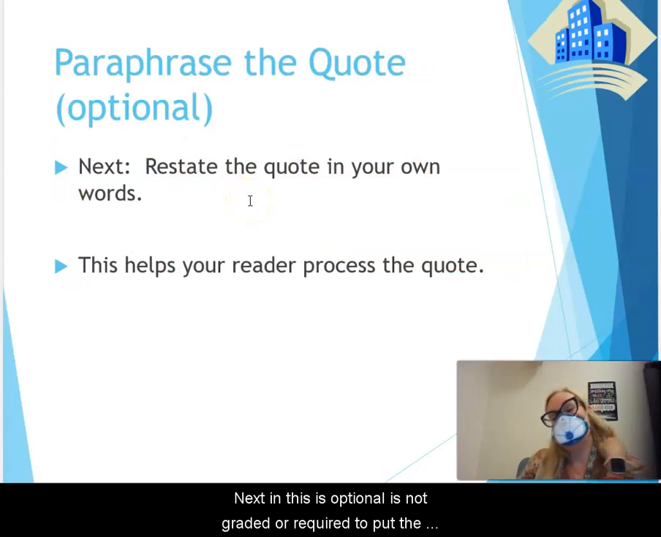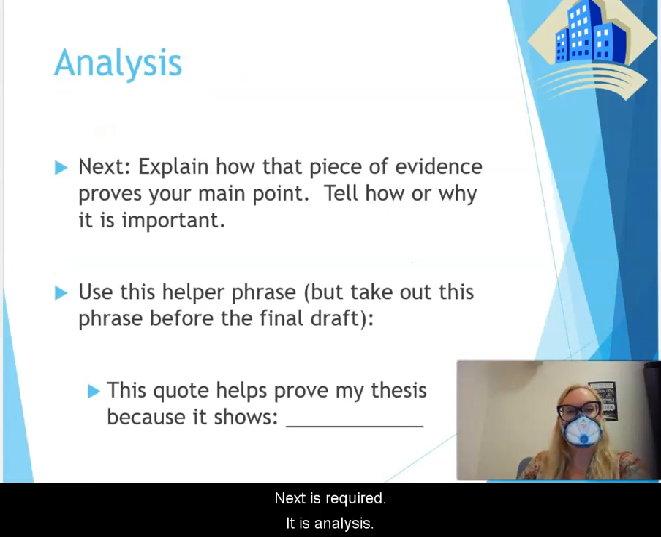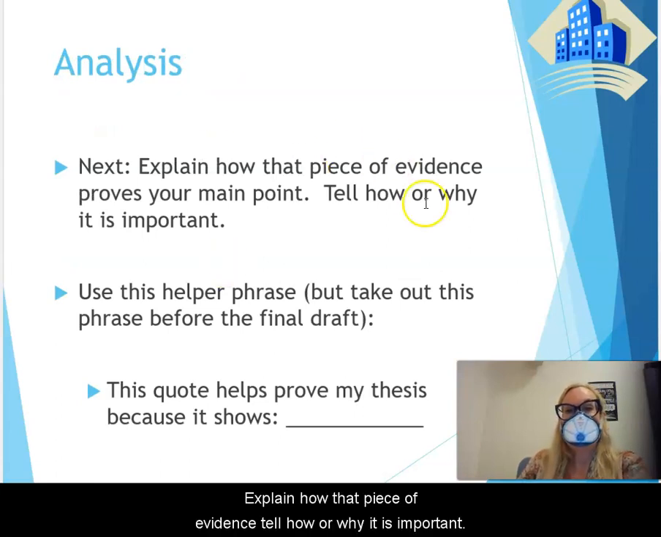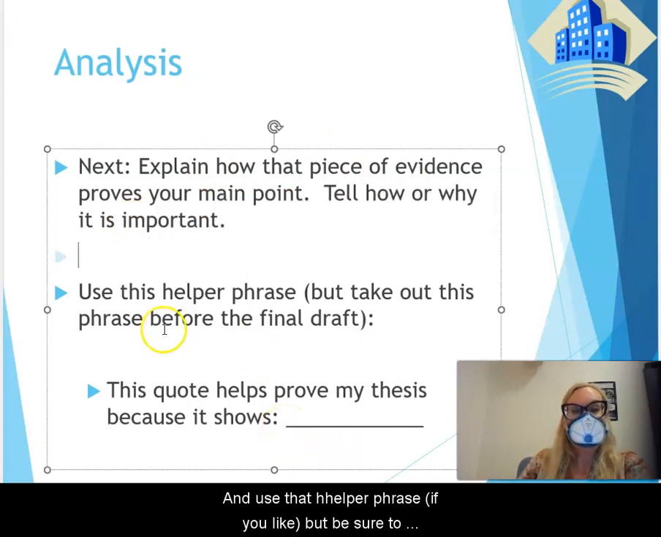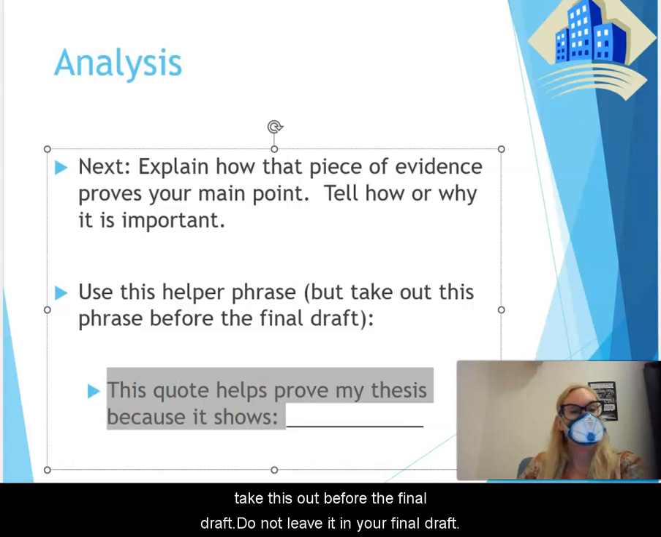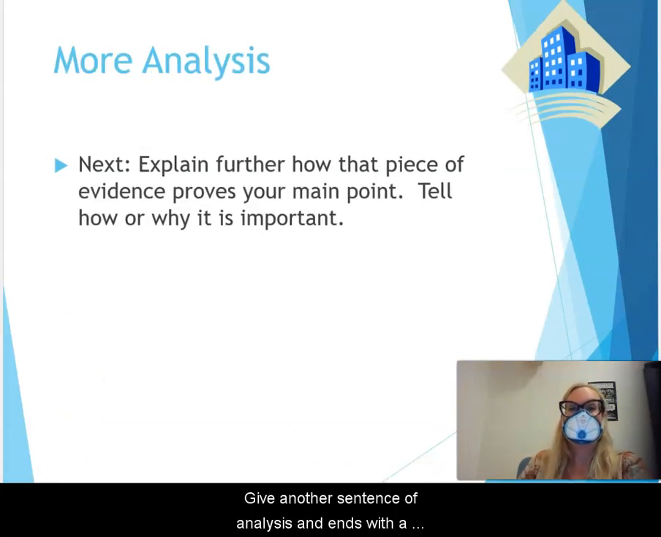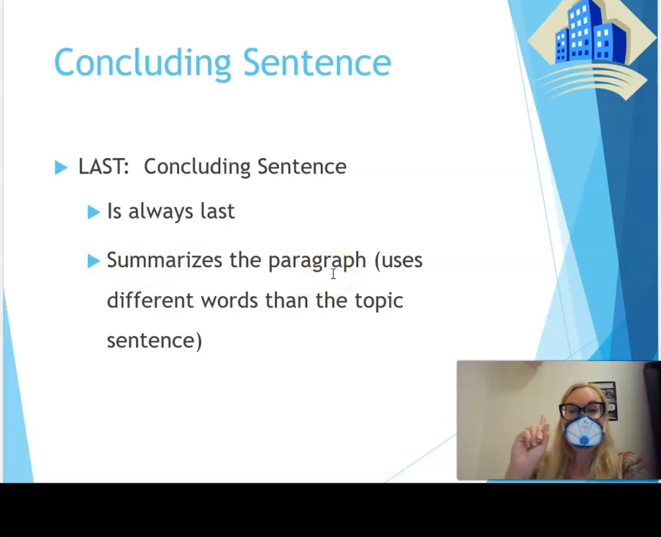Next, and this is optional, this is not graded or required, you can restate the quote in your own words. Again, it gives your reader time to process the quote. Next is required, it's analysis. Explain how that piece of evidence proves your main point. Tell how or why it is important. And use that helper phrase, but be sure to take it out before the final draft. Do not leave it in your final draft. Give another sentence of analysis, and end with a concluding sentence, which is always last. It also summarizes the paragraph, but it uses different words than the topic sentence.